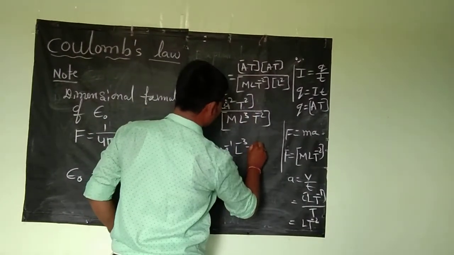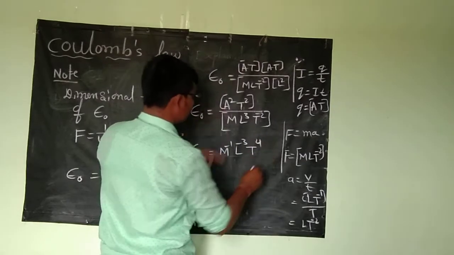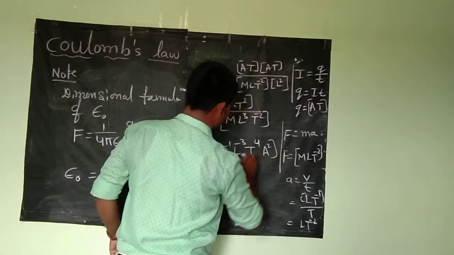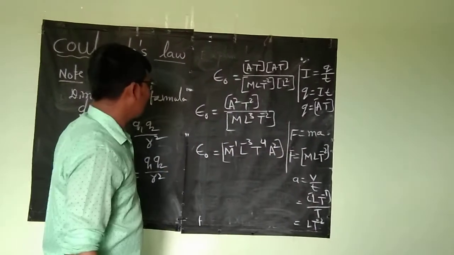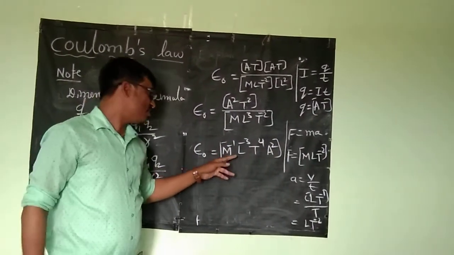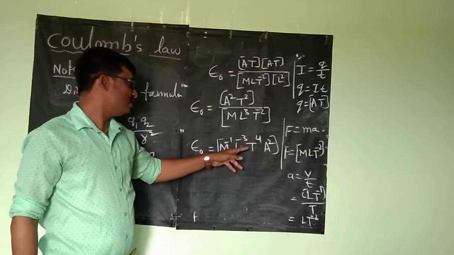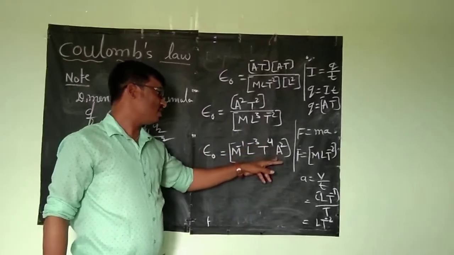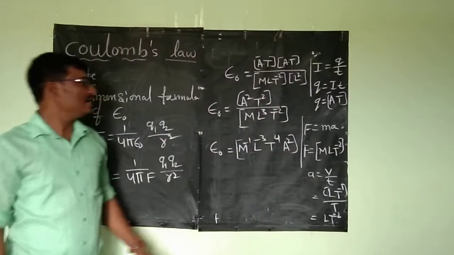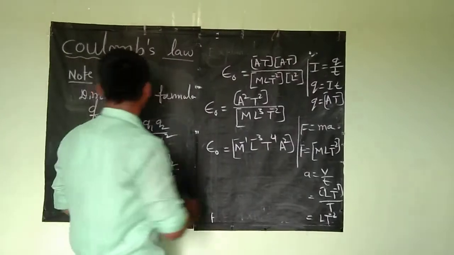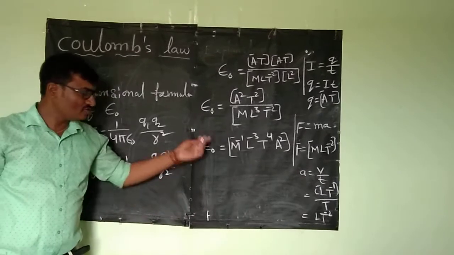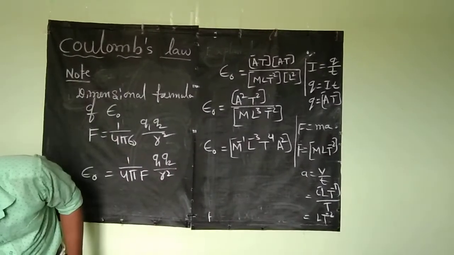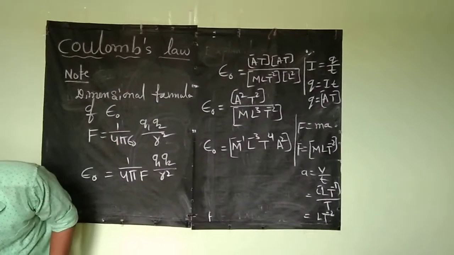This is t to the power 4 and this is ampere square. So the dimensional formula for epsilon naught is M power minus 1, L power minus 3, T power 4 and A power 2. This is the dimensional formula for epsilon naught, the permittivity of free space. We have to have an idea about all the dimensional formulas.